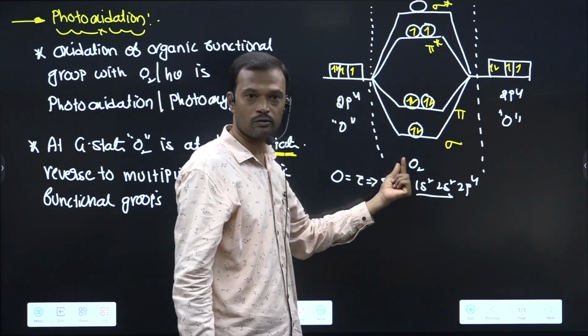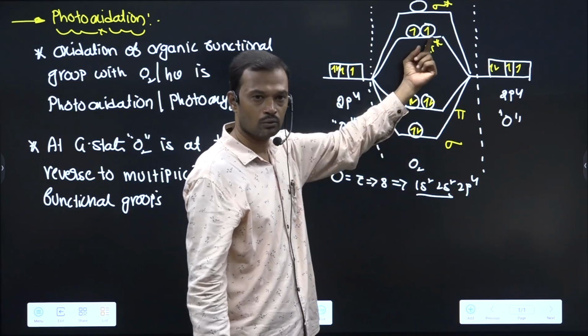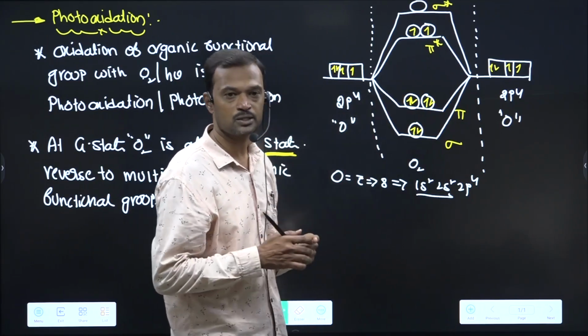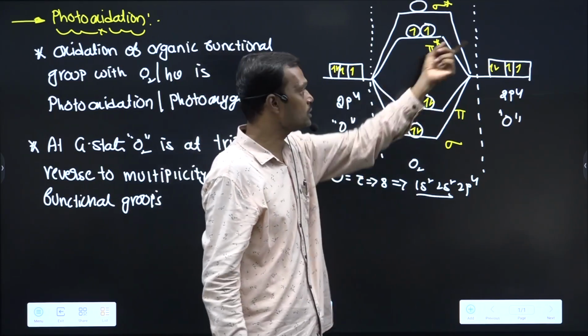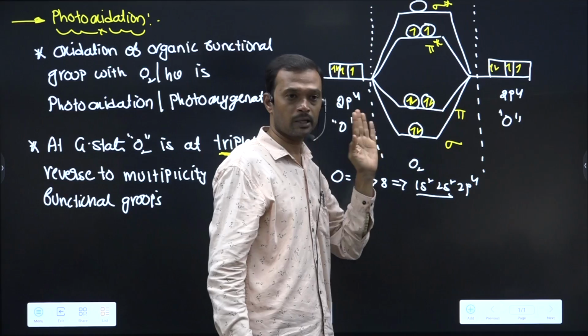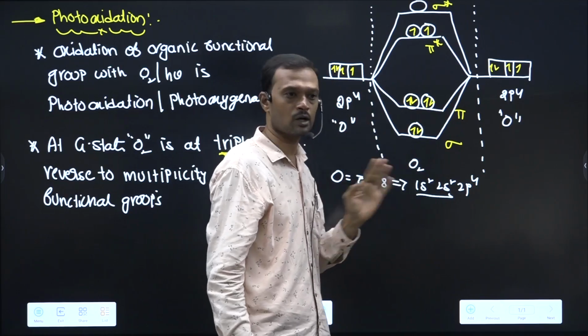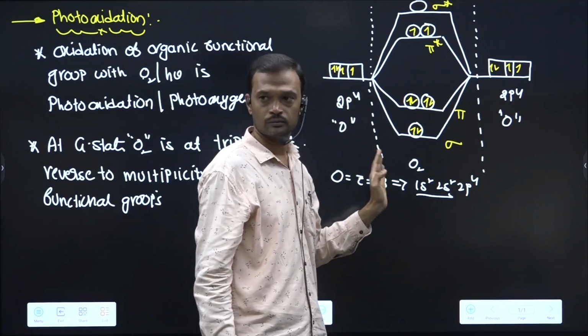This molecular oxygen, what is the multiplicity? If 2 electrons have same spin, what is the multiplicity? Triplet. So now this is a triplet oxygen. Normally oxygen has triplet multiplicity, not singlet. Clear? Right.